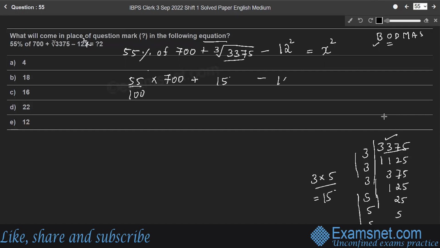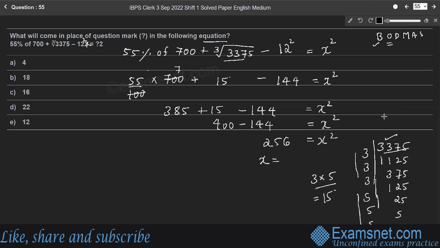Minus 12 square is 144 is equal to x square. So here 10 into 7 is 700. 55 into 7 is 385 plus 15 minus 144 is x square. 385 plus 15 is 400 minus 144 is x square. Therefore, 256 is x square. X is root of 256. What is root of 256? It is 16. Therefore, 16 is the answer. Option C.